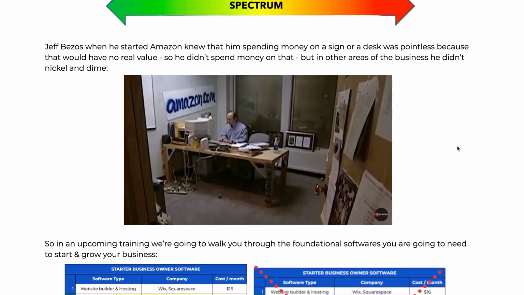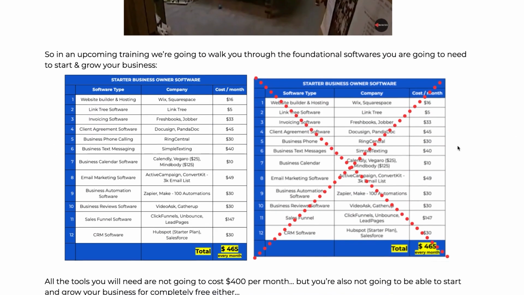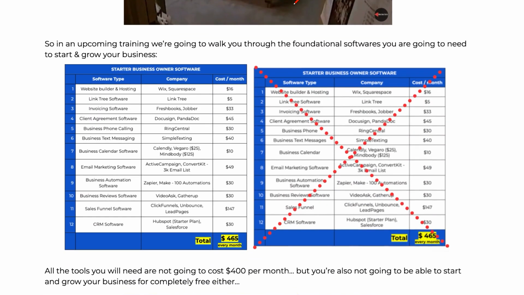So in an upcoming training, we are going to walk you through the foundational software you are going to need in order to start and grow your business. We talk about having a website builder and hosting, Linktree, invoicing software, client agreement, business phone calling, text messaging, calendar software, email marketing, automation, review software, sales funnel, CRM software. That's just a starter business software.